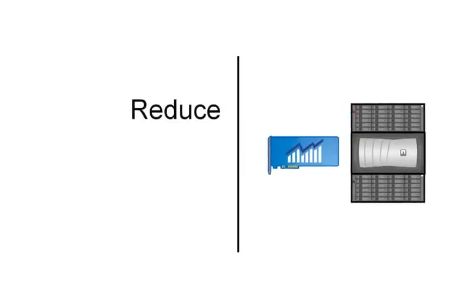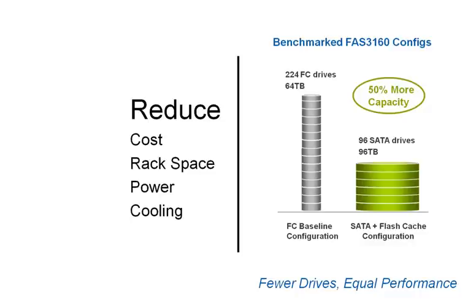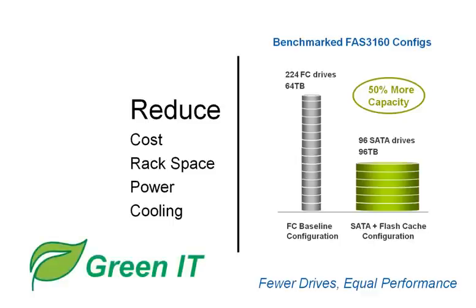By reducing the number of spindles with Flash Cache, customers can reduce cost, rack space, power, and cooling while achieving equal or better performance. And certain workloads can reduce the number of Fibre Channel or SAS drives by up to 75%, or provide equivalent performance with more capacity with SATA. All of these benefits can help your company provide a green IT solution.